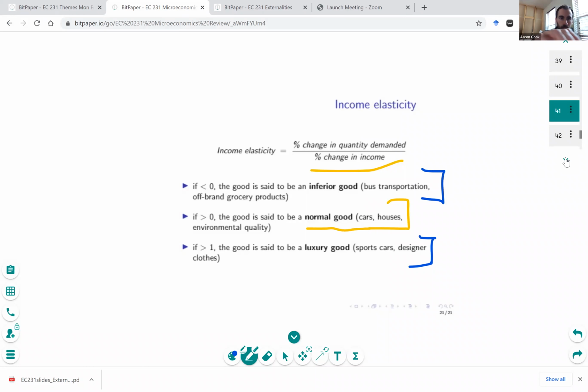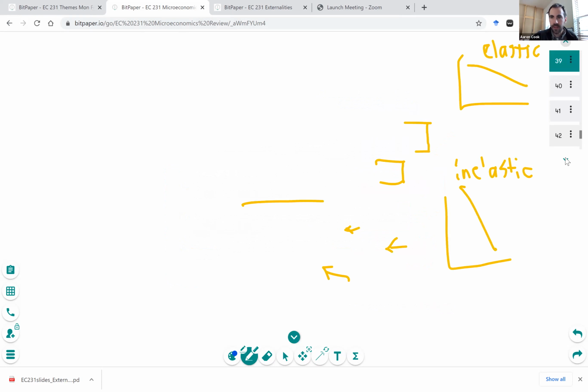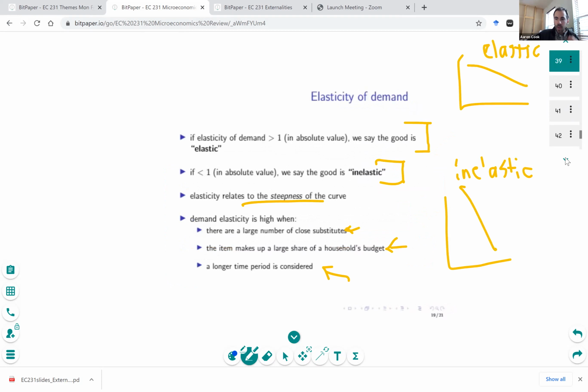So there's different ways of categorizing goods according to these different rules, or these different values for elasticities. That's all summarized here on these slides, and there's discussion of it in the book. What I wanted to do here now is, we're kind of finishing up with this micro material.